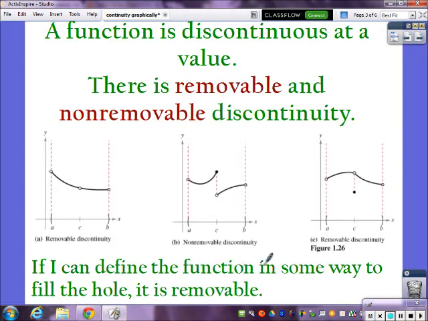If I can define the function in some way to fill the hole, it is removable. So if this was my function on the bottom left and I wanted to make it continuous, I would have to use a piecewise setup in order to fill that hole.